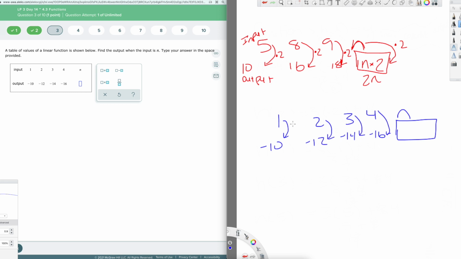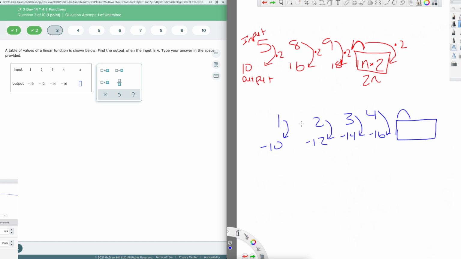So let's see, if I want to go from 1 to negative 10, I could multiply by negative 10, but that doesn't work on this next one. If I do 2 times negative 10, I wouldn't get negative 12, I'd get negative 20. So multiplication doesn't seem to work. But I could subtract 11. 1 minus 11 gives me negative 10. 2 minus 11 does not give me negative 12. So that doesn't work. Let's see, we can't really add anything.